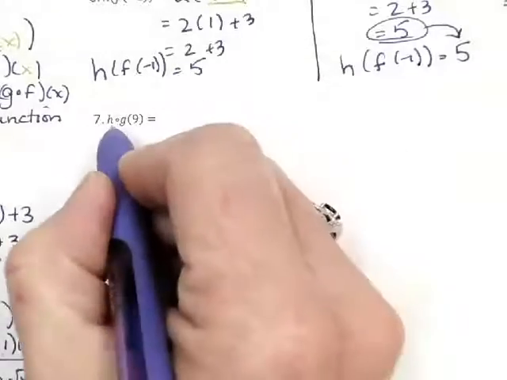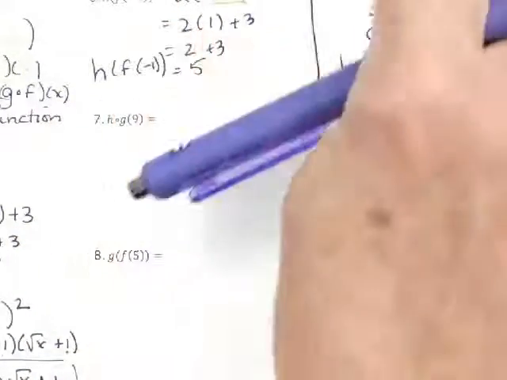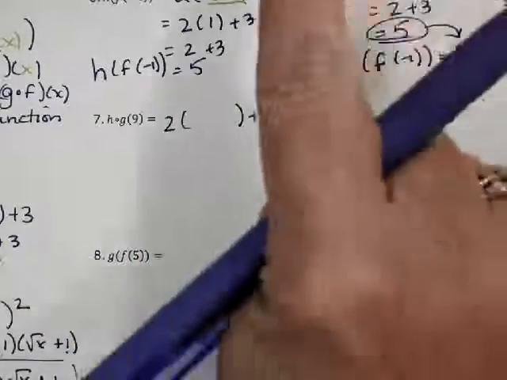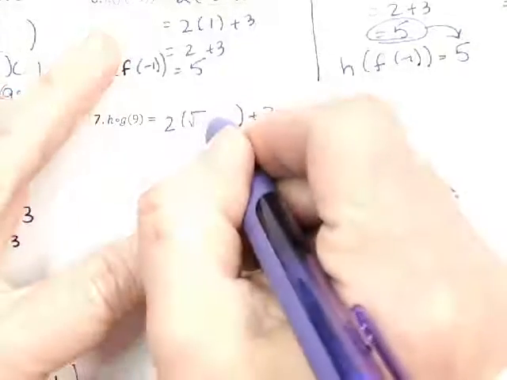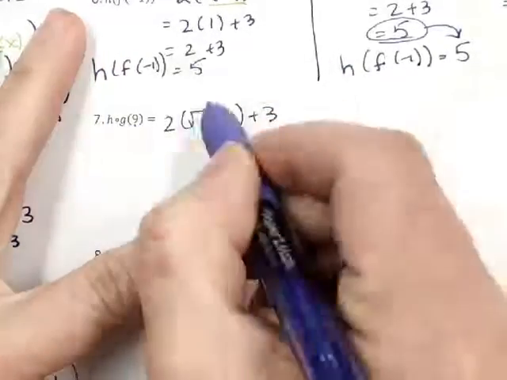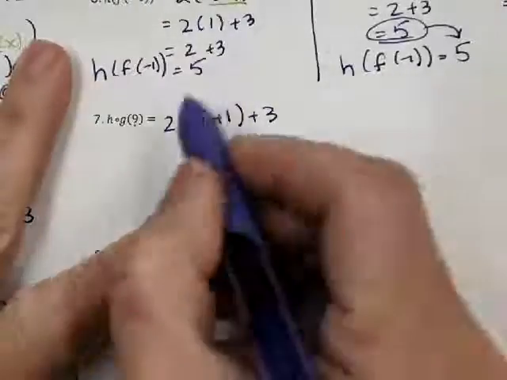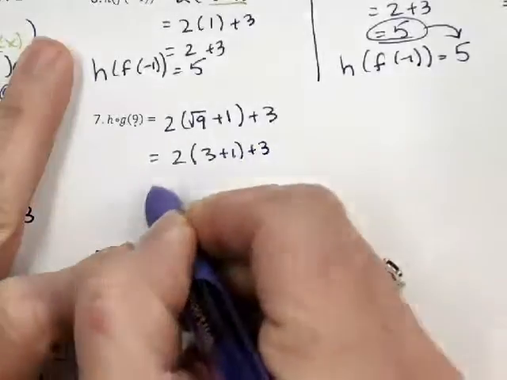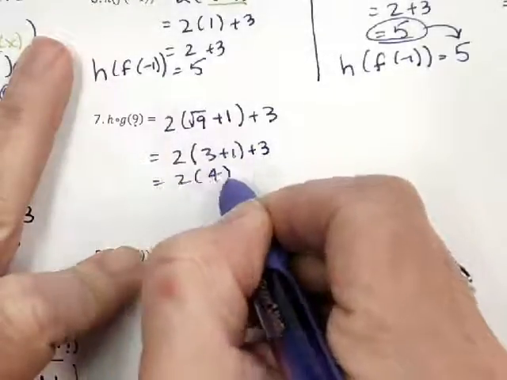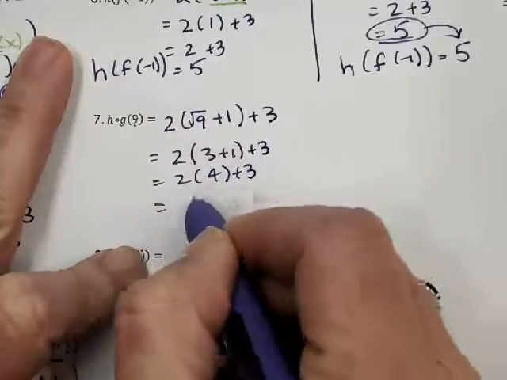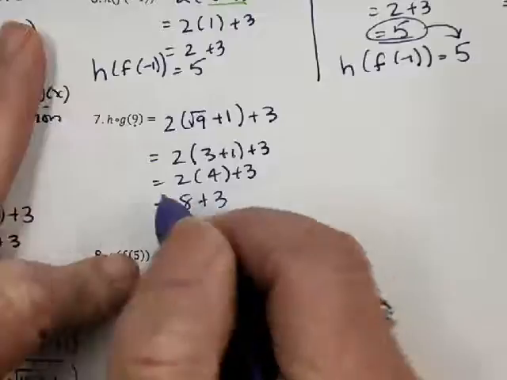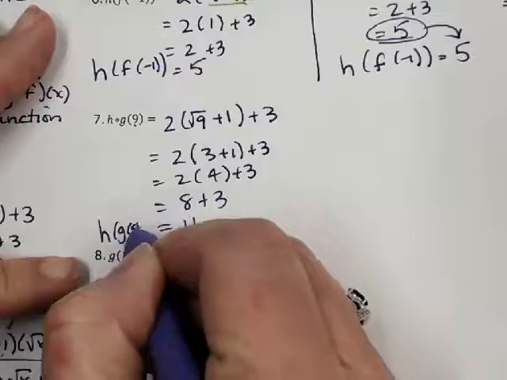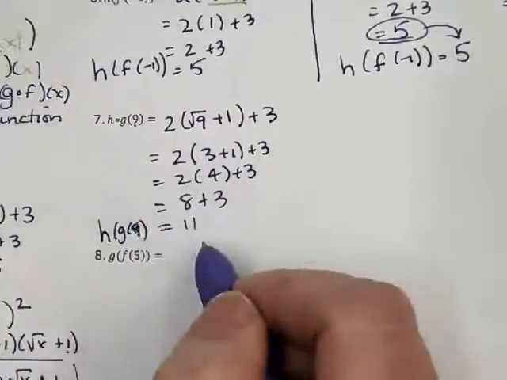Alright, so h composed with g of 9, that means I'm going to take my h function, which is 2x plus 3, and my g function is the square root of x plus 1, and x is 9. So I've got 2 times the square root of 9 is 3. 3 plus 1 is 4. 2 times 4 is 8. And 8 plus 3 is 11. So h composed with g of 9 is 11.